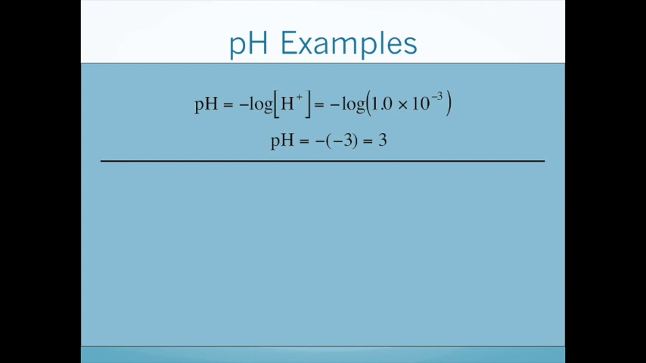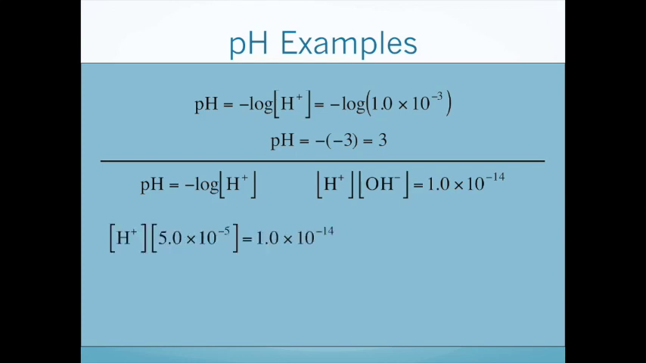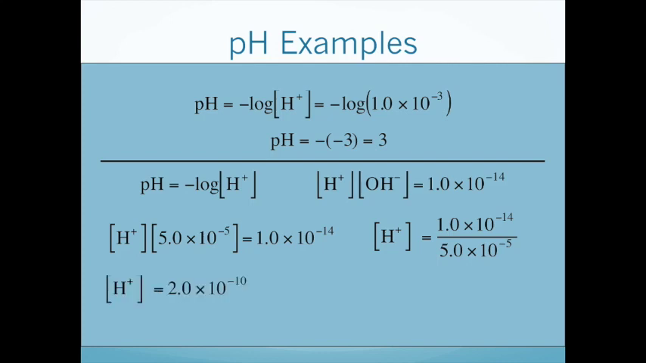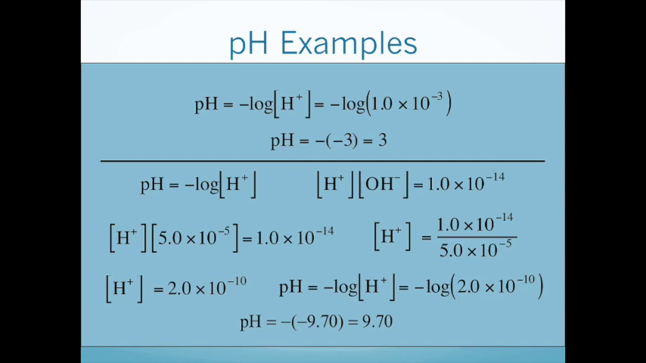In the second one, we have to use our knowledge of the water constant to figure out the concentration of hydrogen plus. We know that the product of H plus and OH minus concentrations is 10 to the minus 14, and we know that the OH minus concentration is 5.0 times 10 to the minus 5. So we set up our relationship and solve for H plus. We divide 1.0 times 10 to the minus 14 by 5.0 times 10 to the minus 5, and this gives us 2.0 times 10 to the minus 10. Then we take the negative log of that, and we get that the log is equal to negative 9.7. And we negate that to get a pH of 9.7, which is a basic solution.